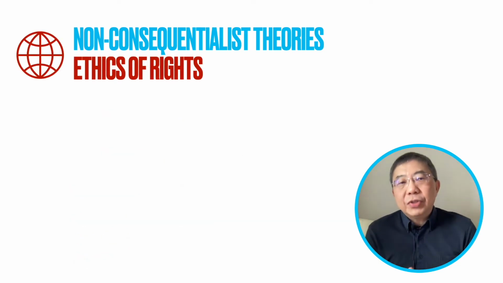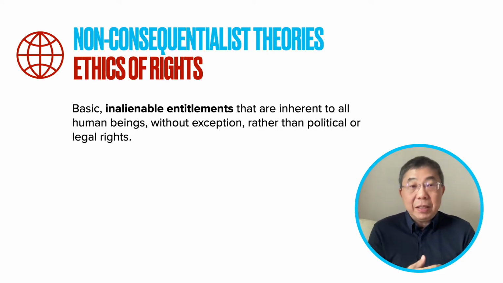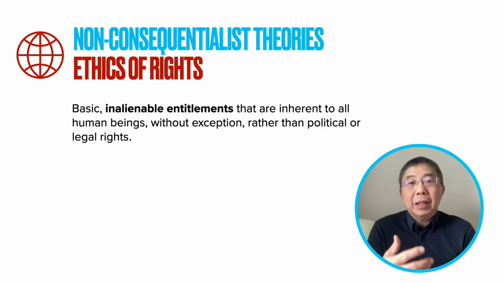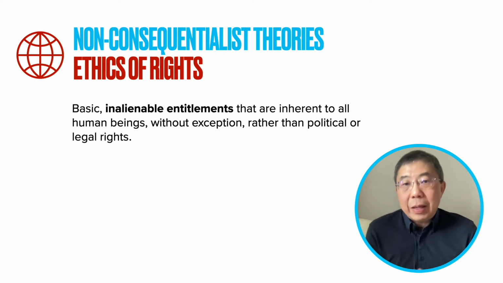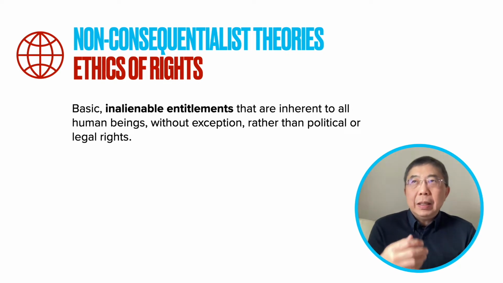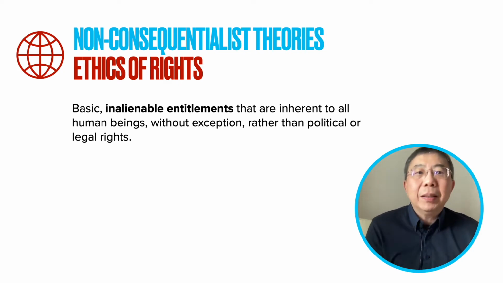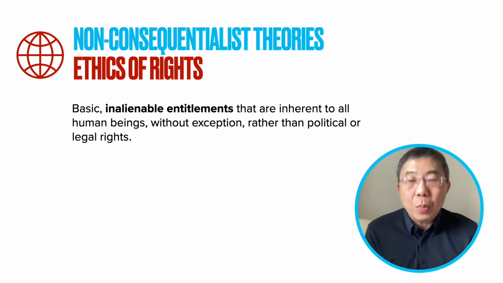Another non-consequentialist theory is the ethics of rights. This belief is that everyone on earth has a basic inalienable entitlement to whatever rights that we have. It is somewhat similar to what Kant was saying, in the sense that all of us are ends. We are valid human beings, and all of us have rights that cannot be taken away by anyone. Inalienable entitlement means cannot be taken away by anyone.